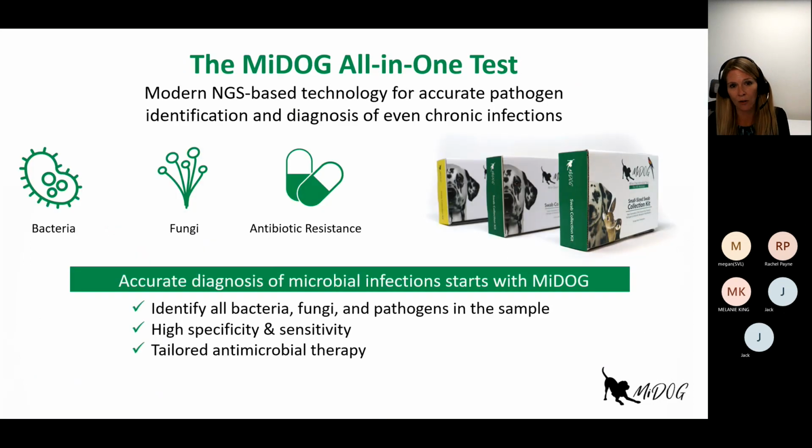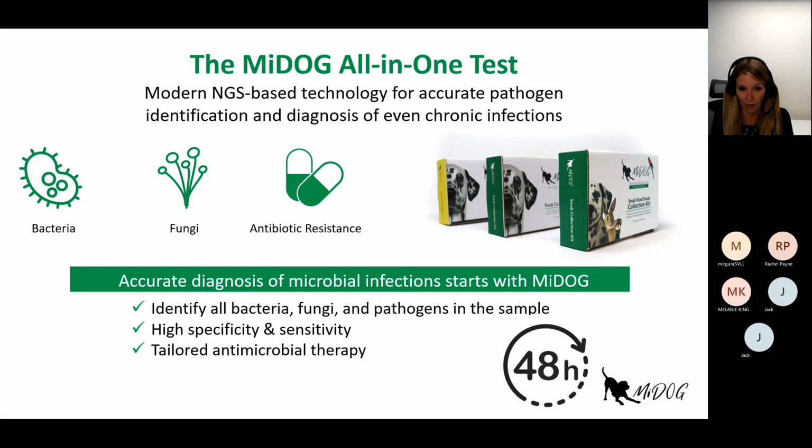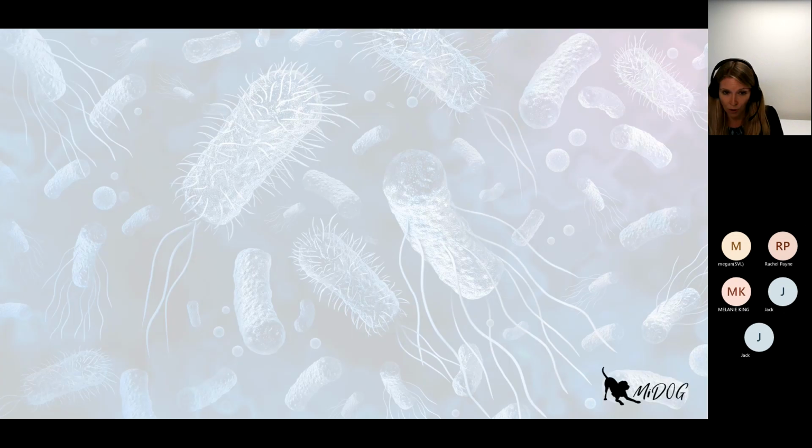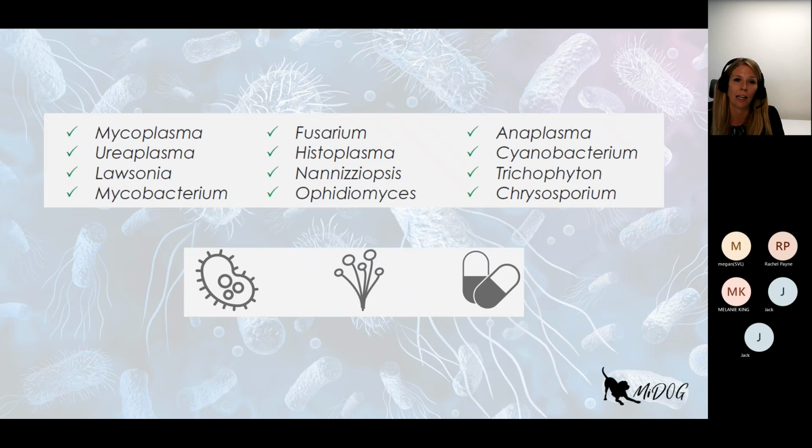So at this time, MiDOG is still the only clinical diagnostic lab that is offering this type of testing that helps even with chronic infections, as it covers all bacteria, all aerobes, all anaerobes, all fungi and 45 different antibiotics at this time with a turnaround time of 48 hours. So 2 to 4 business days, you do get the results, and it has high sensitivity and specificity and allows for tailored antimicrobial therapy. So you do not have to worry about those tough to identify and tough to diagnose organisms like Mycobacterium, Mycoplasma, or Fusarium. You get all of those, but you also get the other ones that you did not have on your radar.